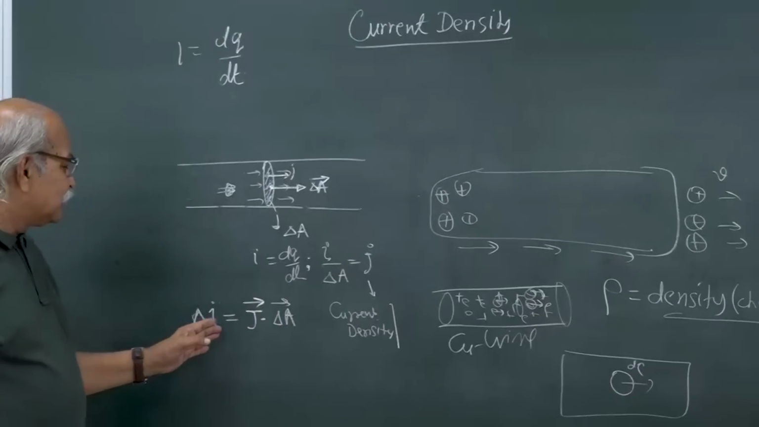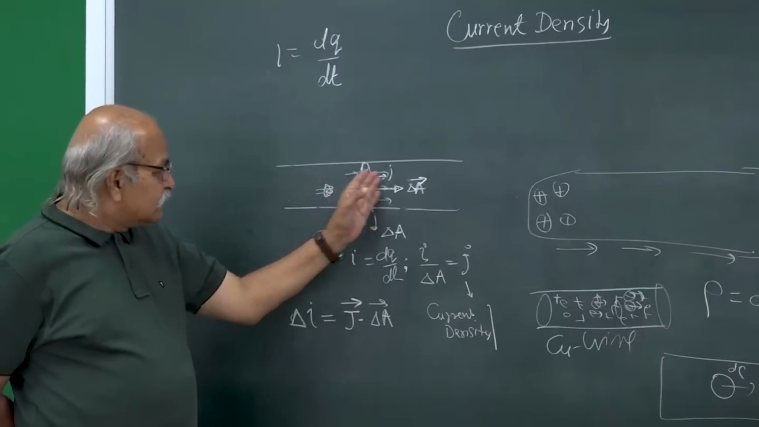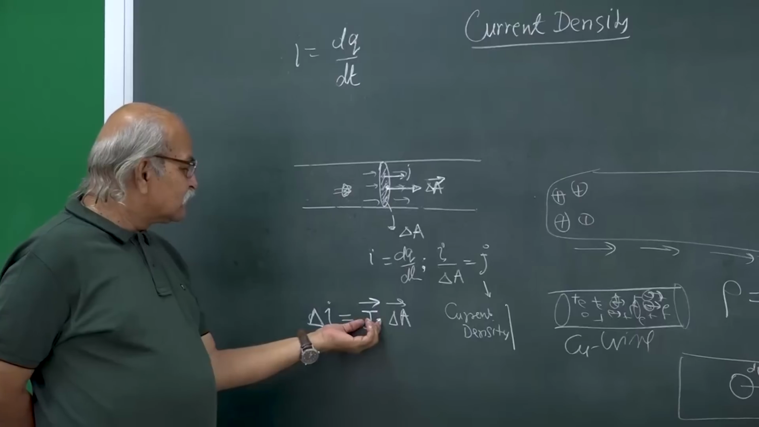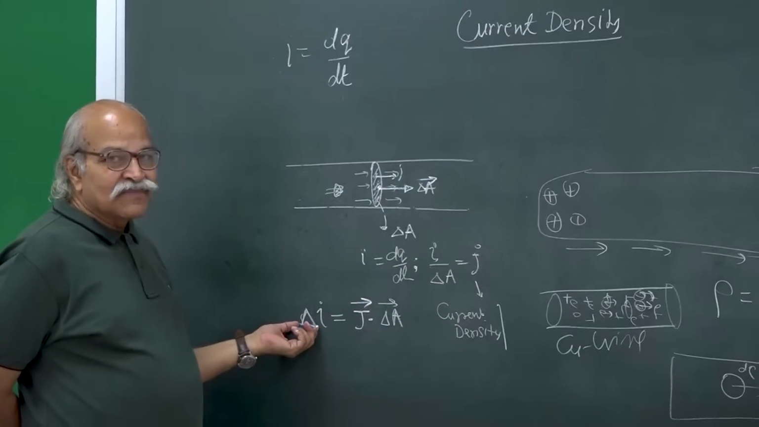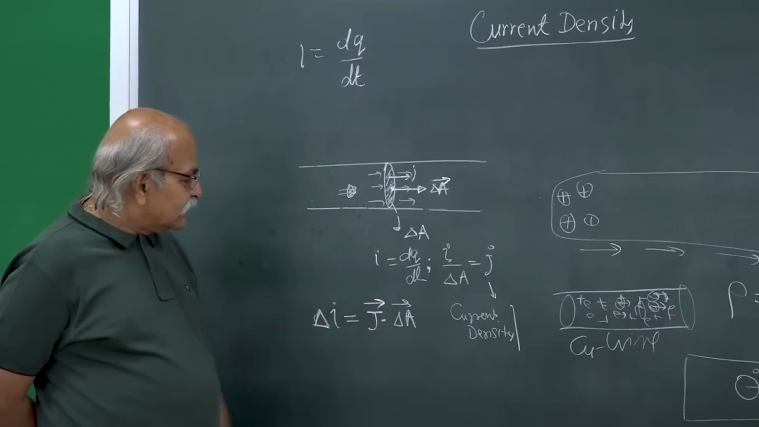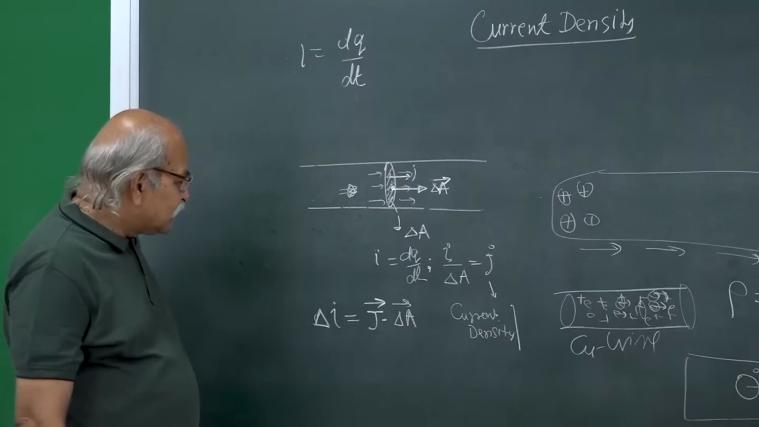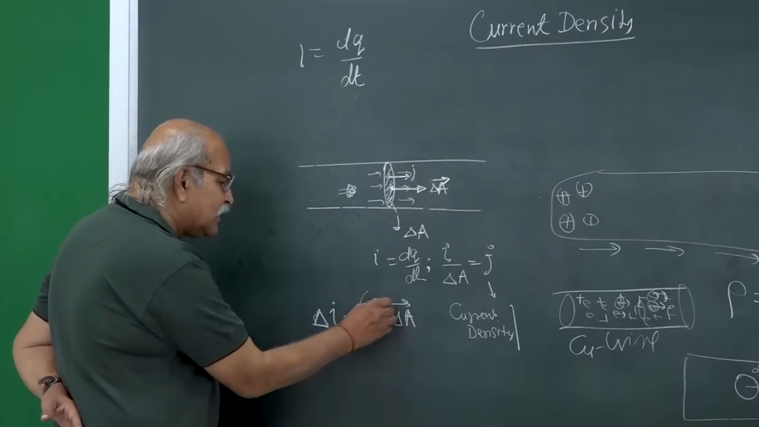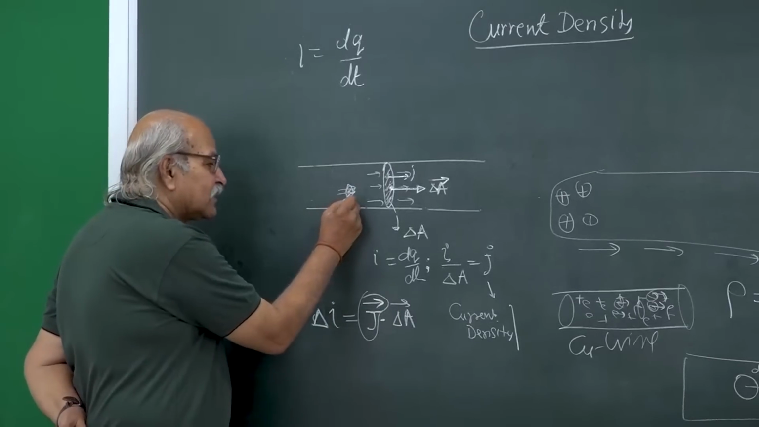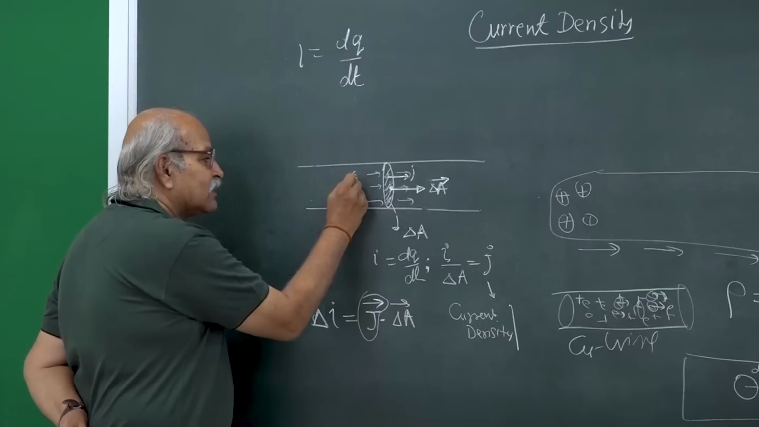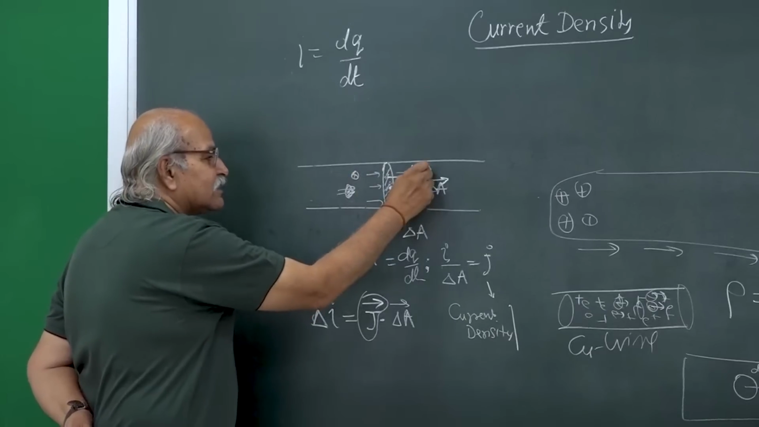So, that way you define this J, and then J dot dA, magnitude of this into magnitude of this, J into dA will be I. And writing in this vector equation gives another benefit, because this J is now defined point by point. If you are here, construct the area here. If you are here, construct the area here.